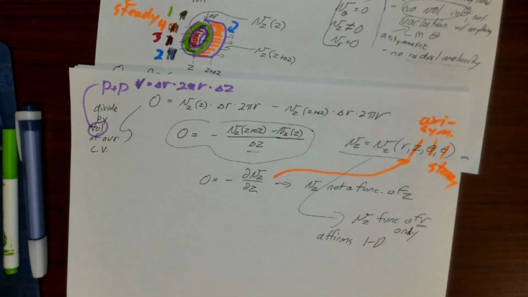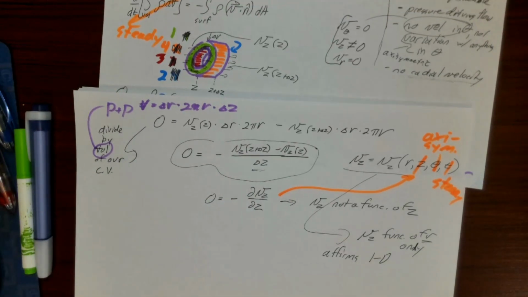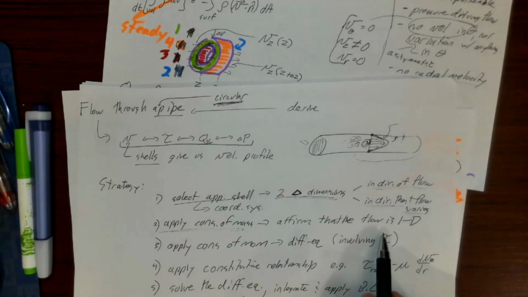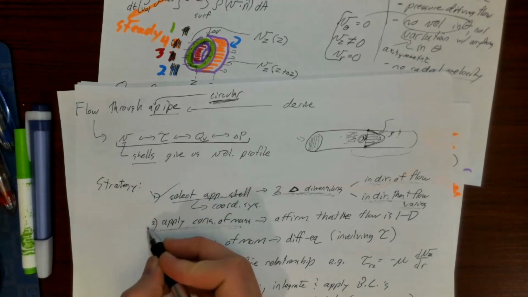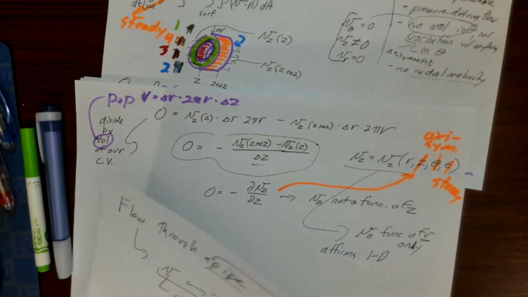Okay, so there we have it. Conservation of mass. We affirmed that the flow is 1D. So we already did this. Now let's go ahead and apply conservation of momentum to this shell.